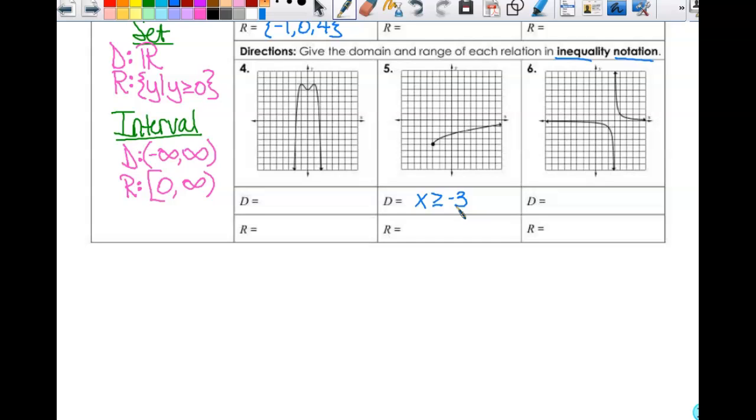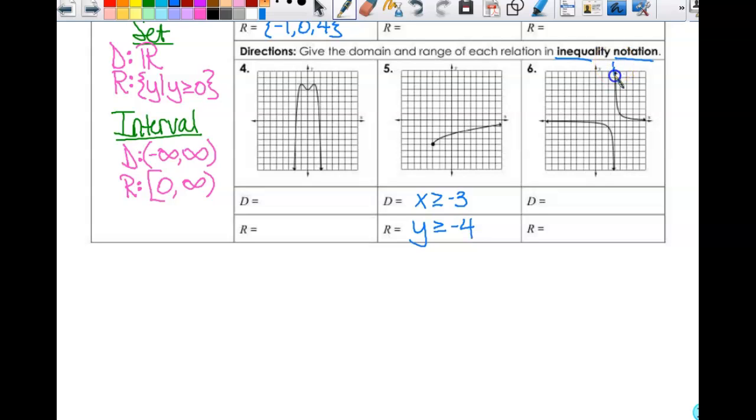Right? Then my range, the first y value I come to is -4. So -4 to infinity means that my y has to be greater than or equal to -4 because -4 is a y value on my graph. Everybody good with all that? Questions? All right. Number 6.